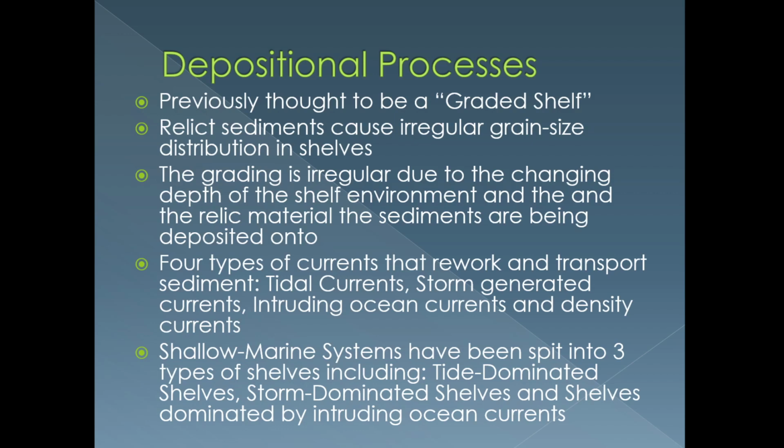onto previously deposited sediments. Four types of currents rework and transport the modern sediments onto the shelf, including tidal currents, storm generated currents, and ocean currents, as well as density currents. Therefore, the shelves have been divided into three different primary types. These include storm or tide dominated, storm dominated, and intruding ocean current dominated.